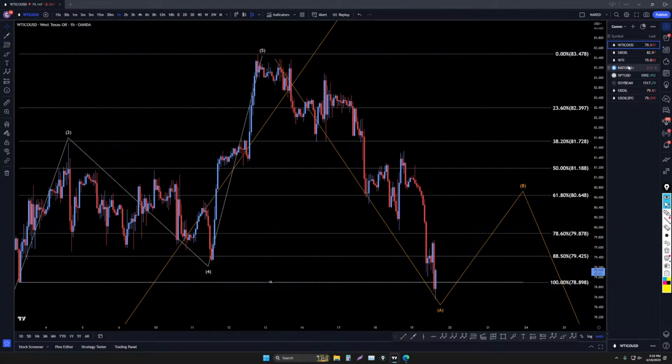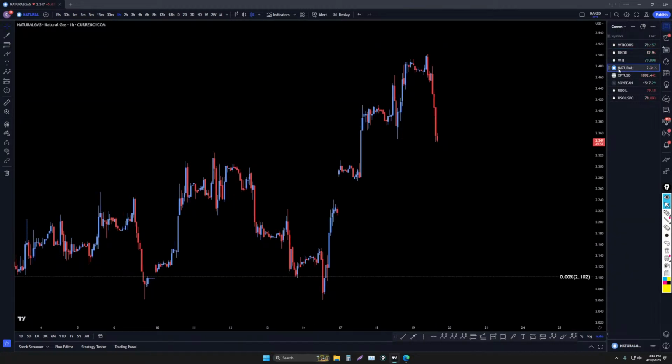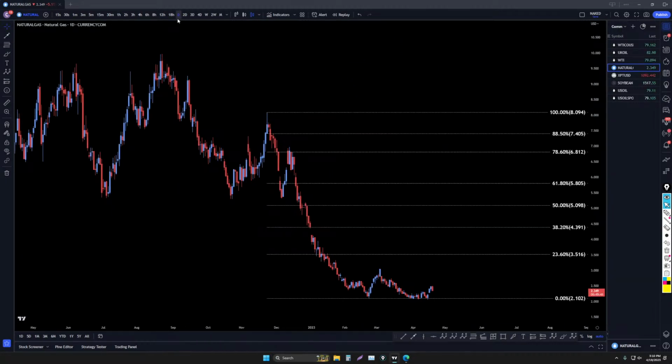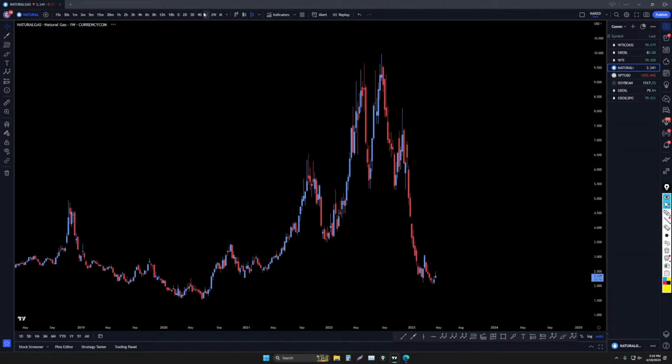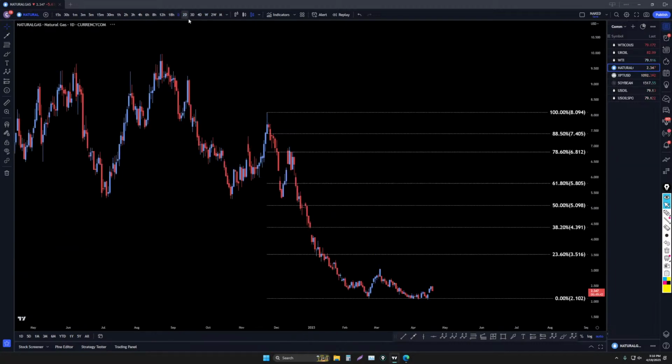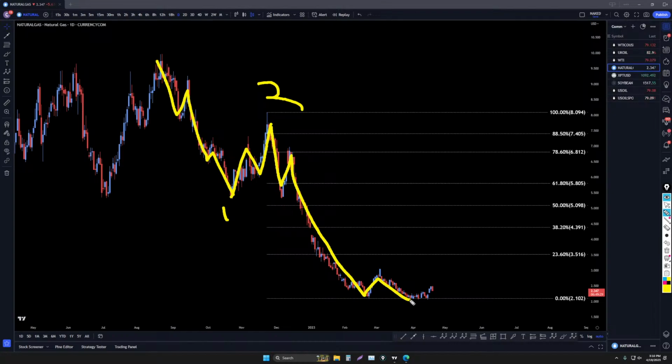So let's look at natural gas, which was another one that was requested. Ooh, natural gas is making a big pump down. Wow. Now, natural gas, I've been saying for quite some time, is very clear that it's a 1, 2, 3, 4, 5 of 1. This is an A, B, C of 2. And it still looks like this is a 1, 2, 3, 4, 5 of 3.